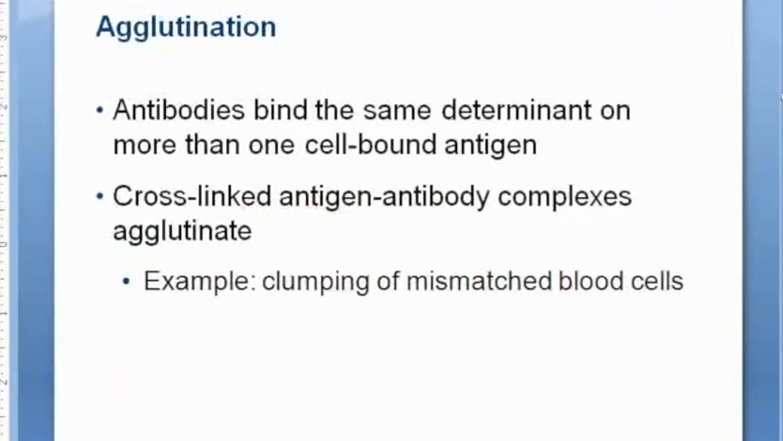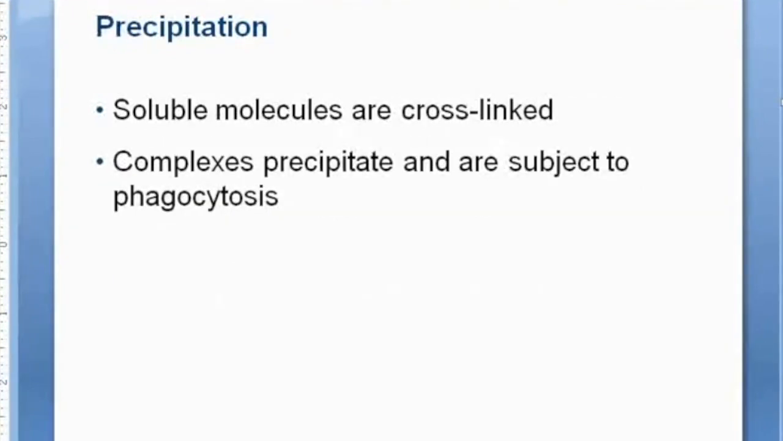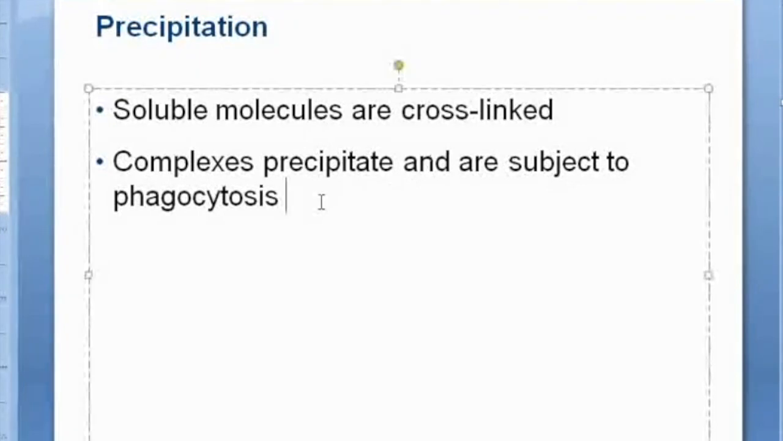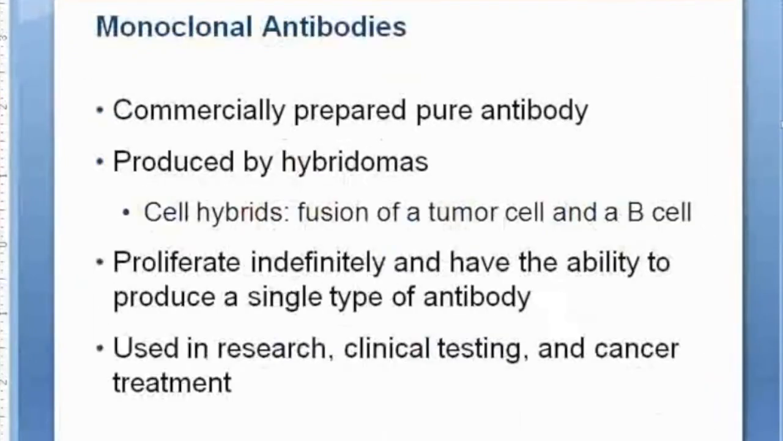Agglutination, cross-linking, binding, clumping. Precipitation, cross-linking that settles and is marked for phagocytosis, so we could call that also an opsonin. Or look, opsonization is taking place, tagging it for phagocytosis. Cool. All right, some more about antibodies.